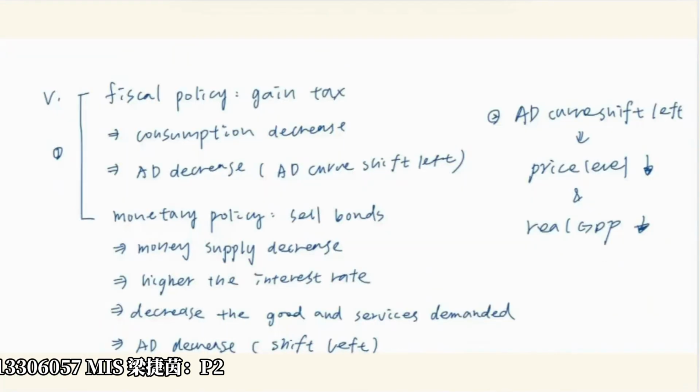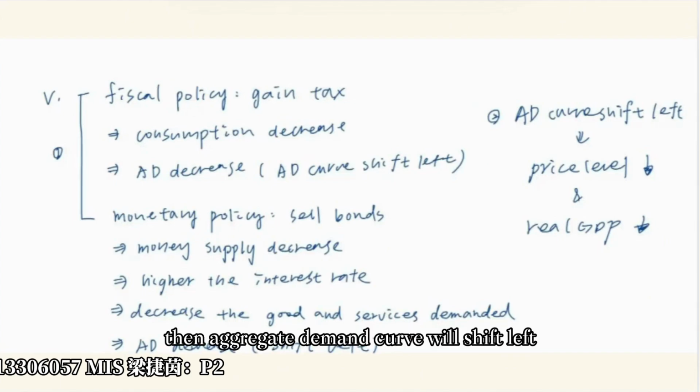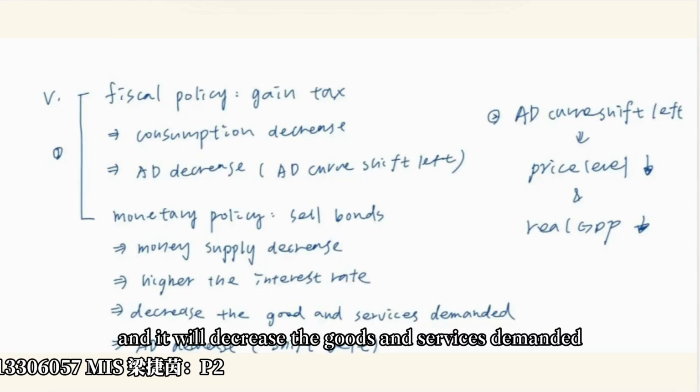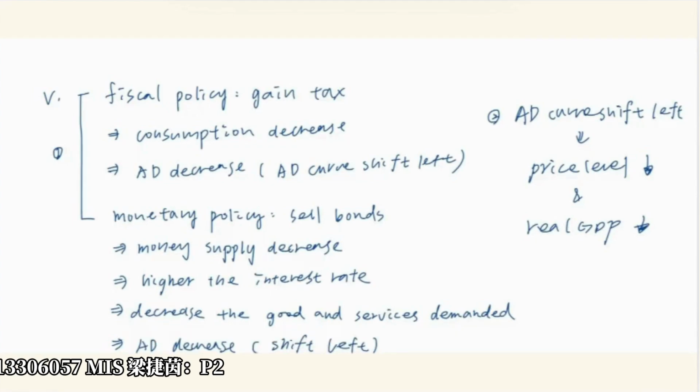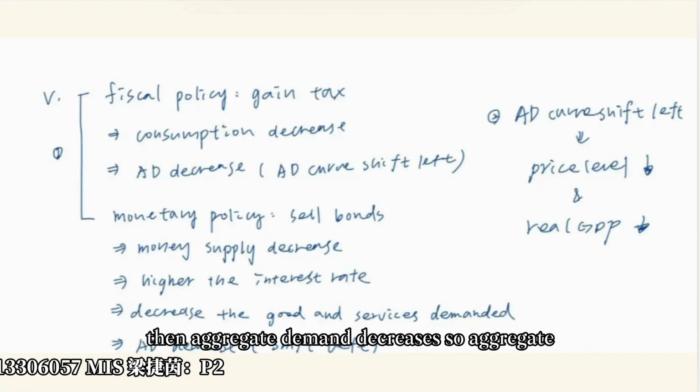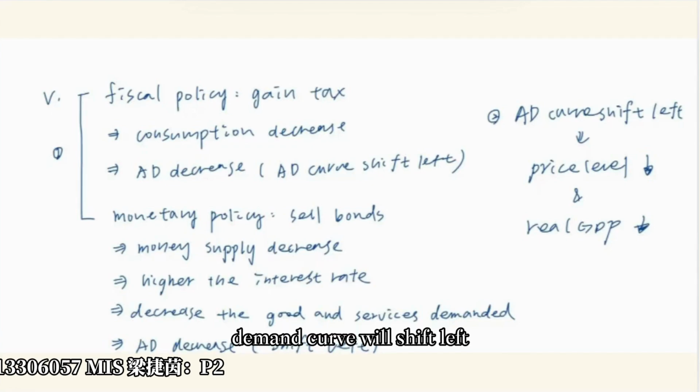The last question. Fiscal policy like a gain tax will cause consumption to decrease, so aggregate demand will decrease, and the aggregate demand curve will shift left. And monetary policy like selling bonds will cause the money supply to decrease, so the interest rate will get higher, and it will decrease the goods and services demanded. Then aggregate demand decreases, so the aggregate demand curve will shift left. Because the aggregate demand curve shifts left, the price level and real GDP will decrease.